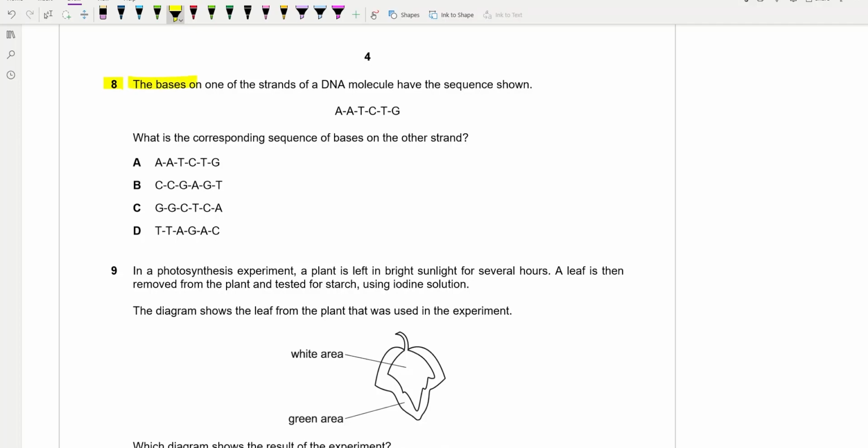Question number 8. The bases on one of the strands of a DNA molecule have the sequence shown, AATCTG. What is the corresponding sequence of the bases on the other strand? So A would be T, T, T, A, G, A, C. The correct option would be option D.